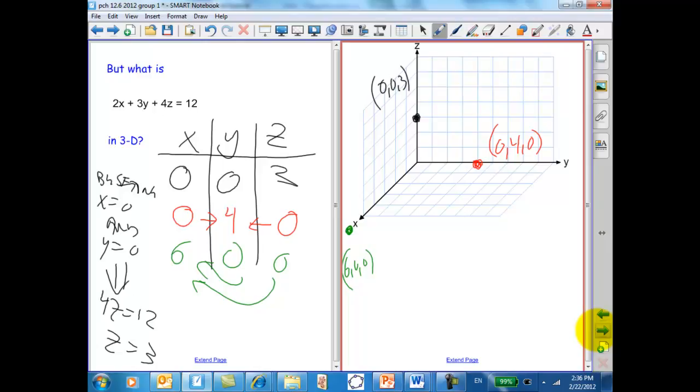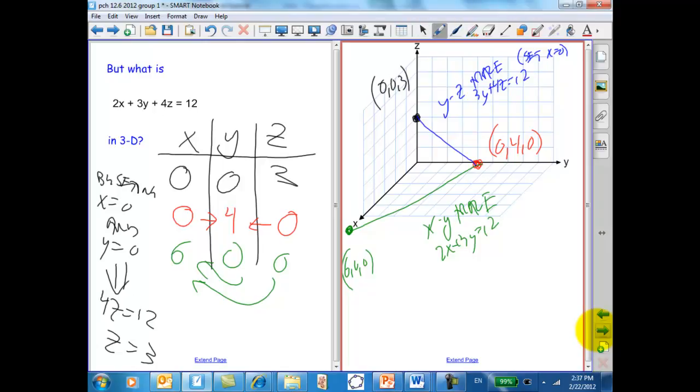This is called the xy trace. It's what you get when you set z equal to 0 and you get 2x plus 3y equals 12. It's basically a line entirely in the xy plane. And you can do the trace on all the other ones too. Connecting these two, this is the yz trace. You get it by setting x equal to 0, and you get 3y plus 4z equals 12.